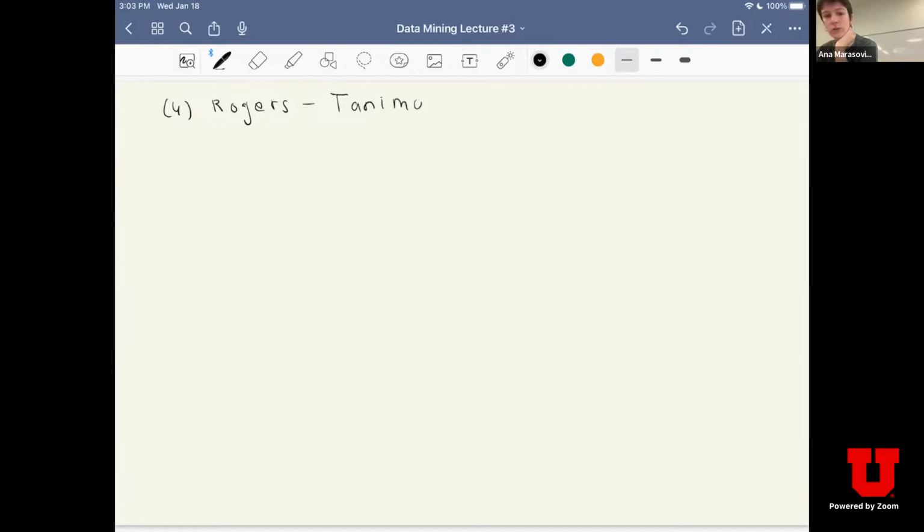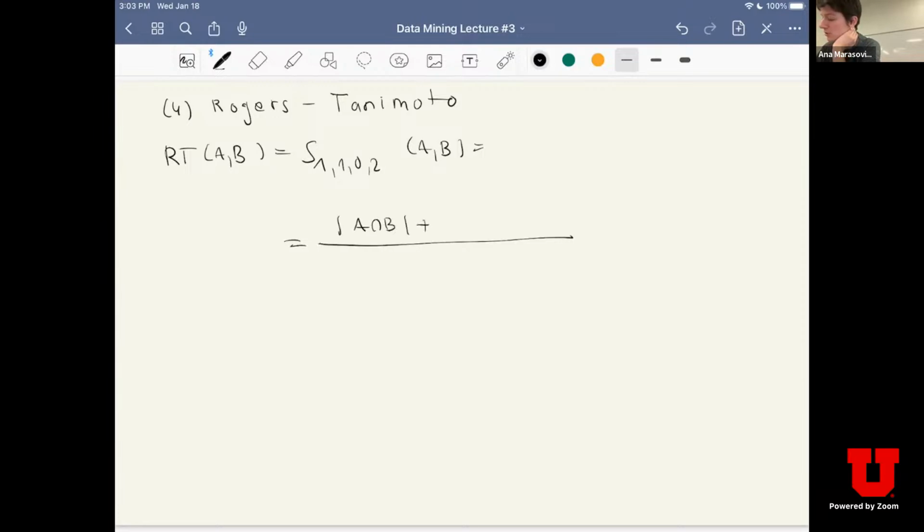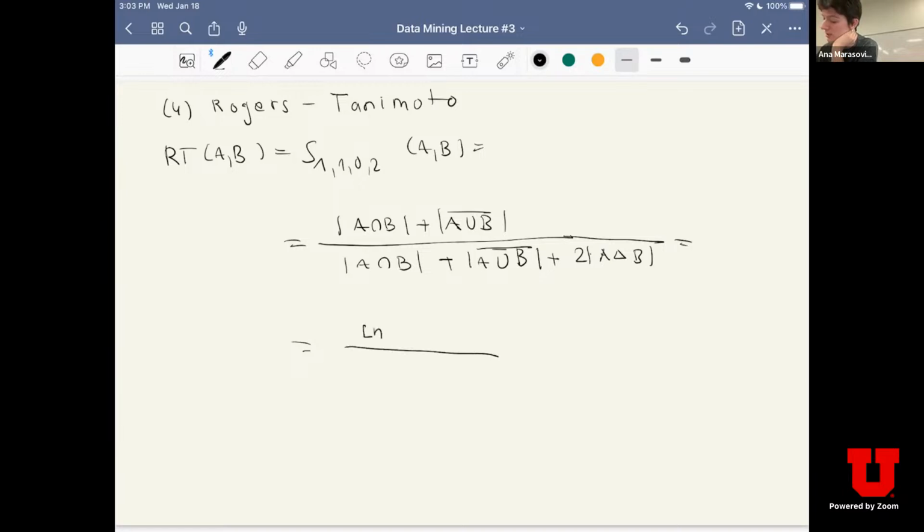Okay, we have Tanimoto, RT(A,B) equals S1102 of AB, which equals A intersection B plus A union B complement, plus A intersection B plus A union B complement again, plus 2 times A symmetric difference B. And then again, looking at what these things are, you would get the cardinality of the whole thing, minus the symmetric difference, plus AB. All right, so that's the final one.